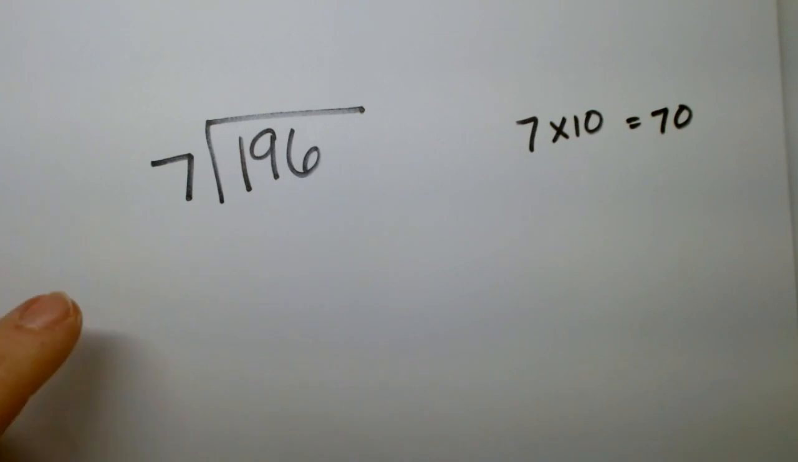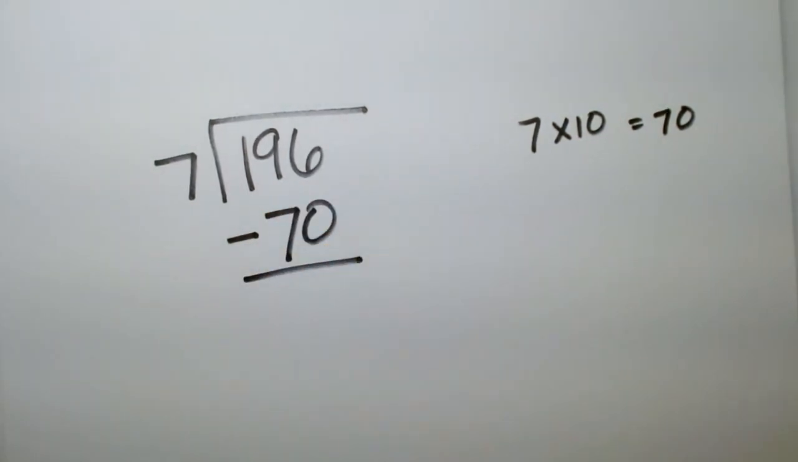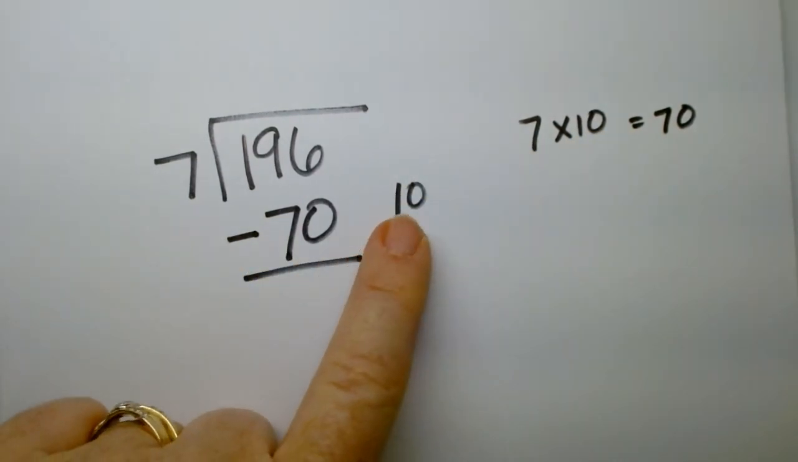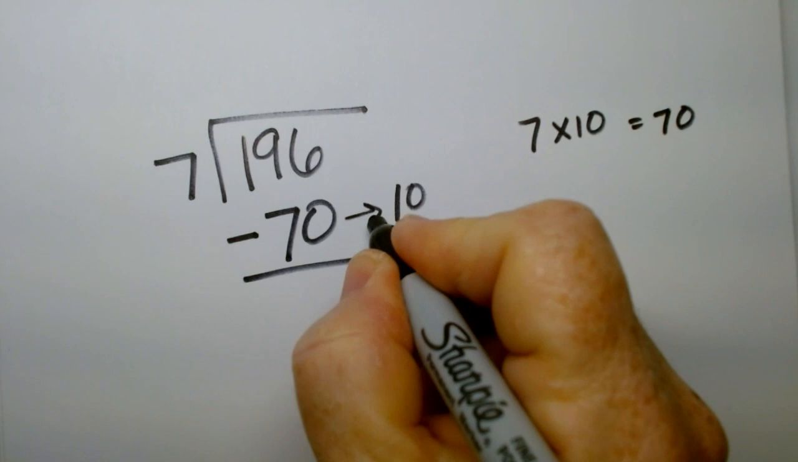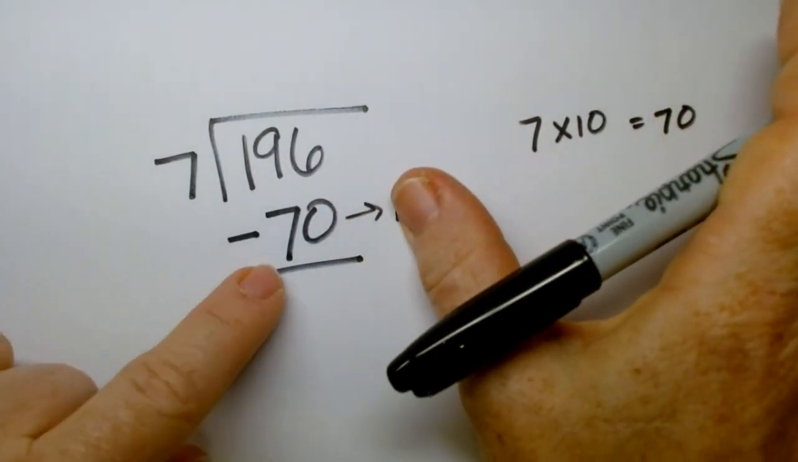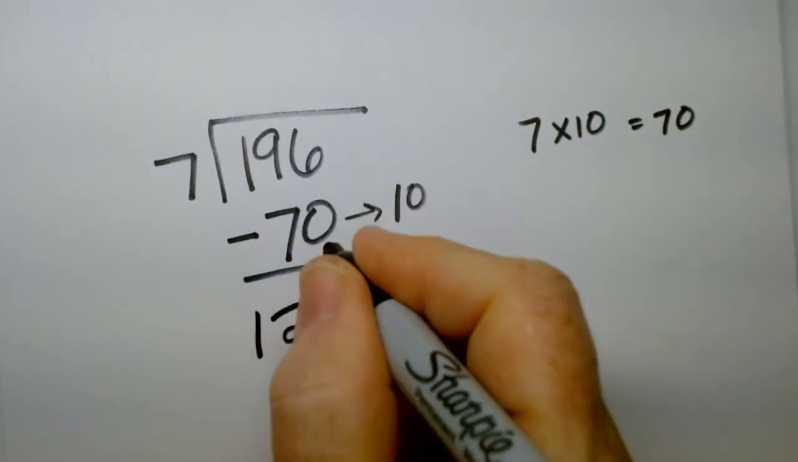Okay, so I'm going to take 70 out of this number. So this is 7 times 10. I'm just going to put the 10 here so you remember. So 70 from 196. 7 from 19 is 12. So that's 1, and drop the 6.